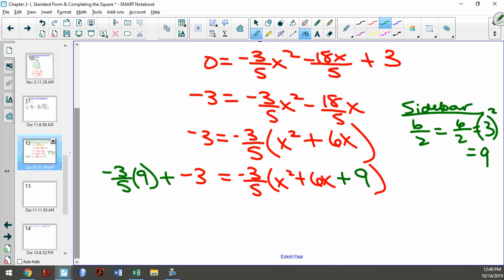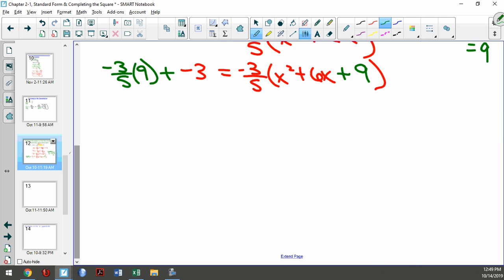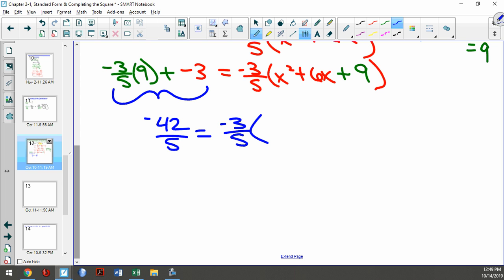Does that make sense? Okay, now, I want you to take your graphing calculator, and I want you to simply put this calculation into it, exactly the way you see it. What did you get? Everybody agree with them? Yes. Negative 42 over 5 is equal to negative 3/5 parenthesis. What do these 3 terms turn into?